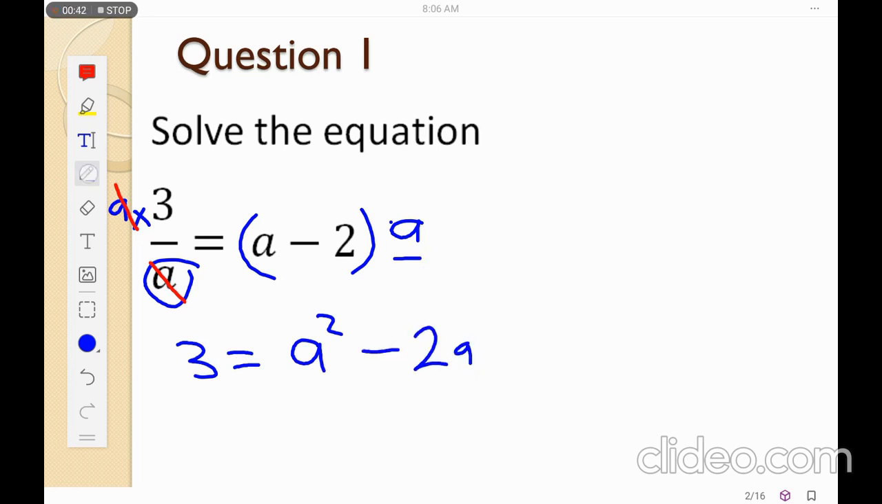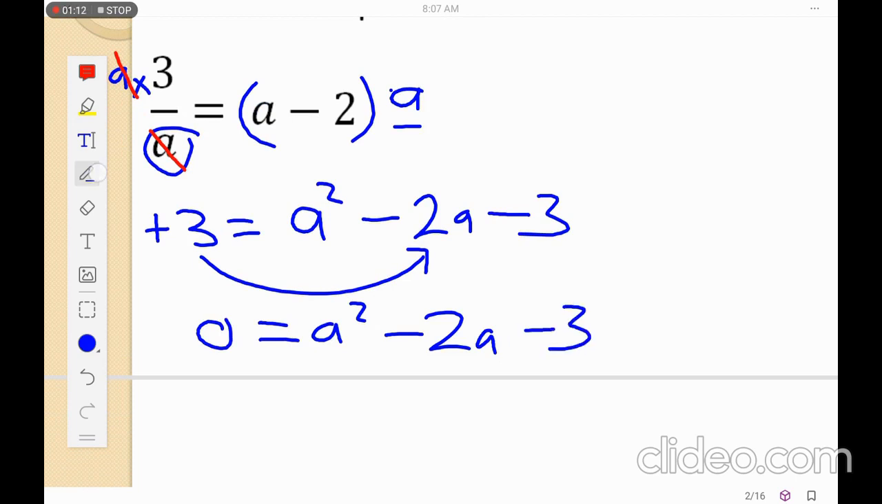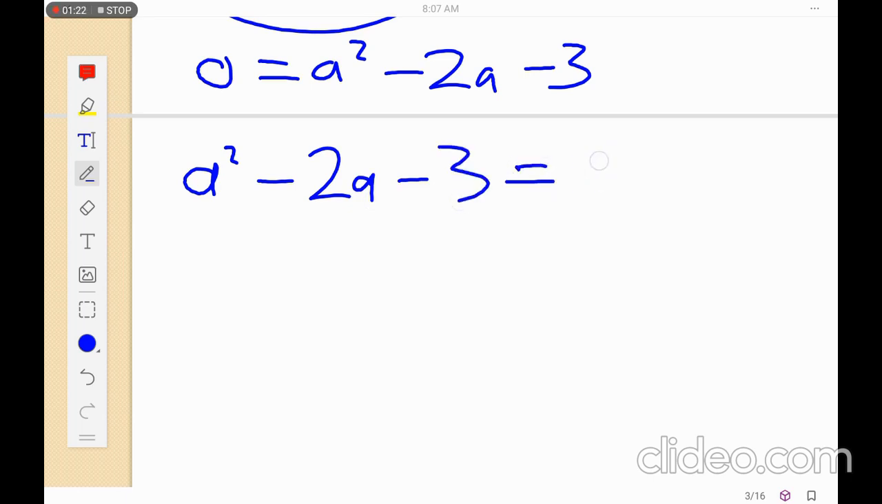With that having been done, we can now change our 3 there and have it on the right side. I'm going to move this one to this side, it becomes negative. On this side it was positive, so it will become minus 3 there. Let's do that. If we do that, we have 0 is equal to a squared minus 2a minus 3, like that. But it's not the normal way of writing, so we write a squared minus 2a minus 3 is equal to 0, which is the normal thing that we do.